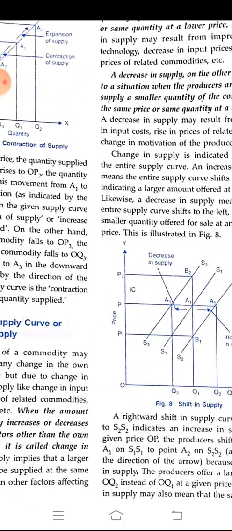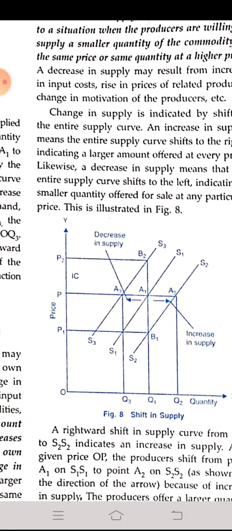We will try to understand this with this kind of diagram. Let us consider the price OP. When the price is OP, you are seeing that there are three supply curves, or three supply lines: S1, S2 and S3. So let us consider that when price OP was there at the beginning, the point is A1. A1 is the supply, on curve S1.